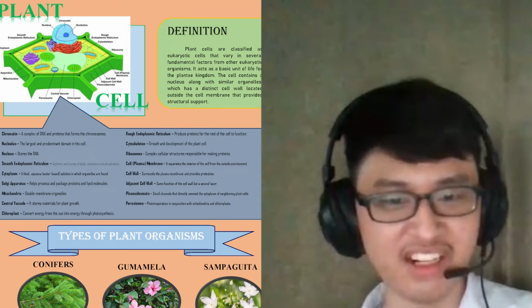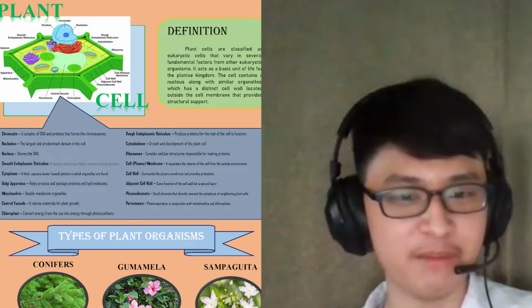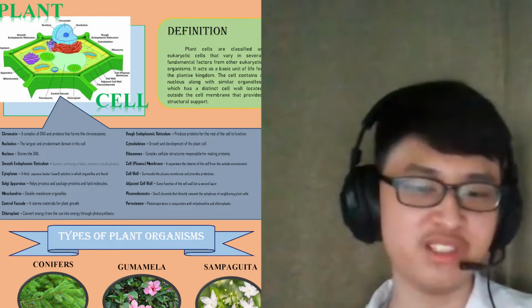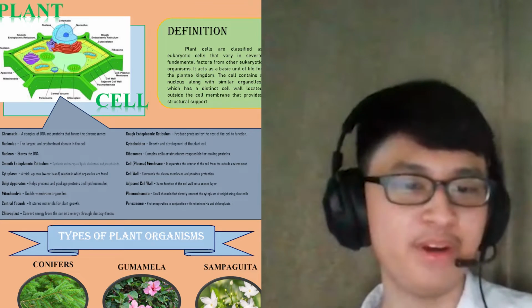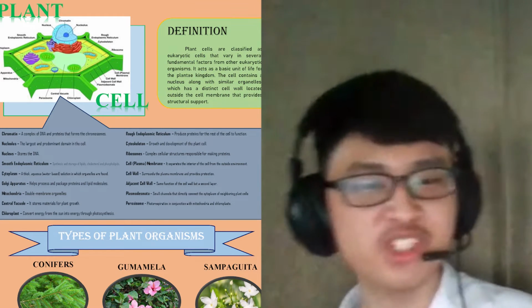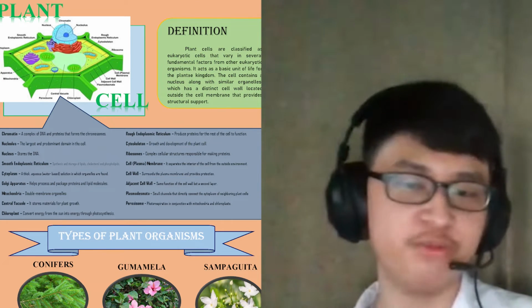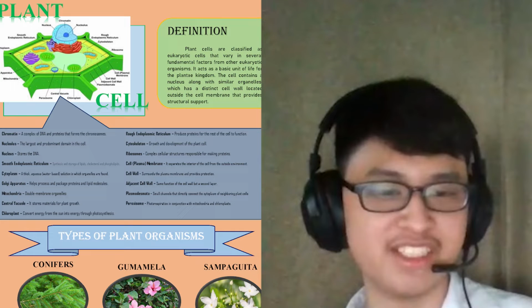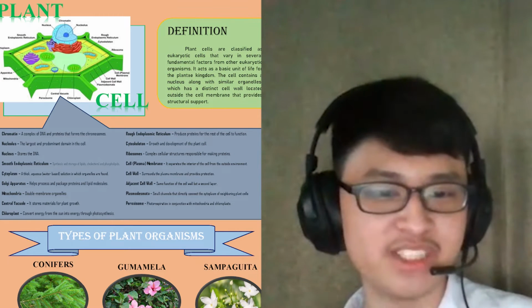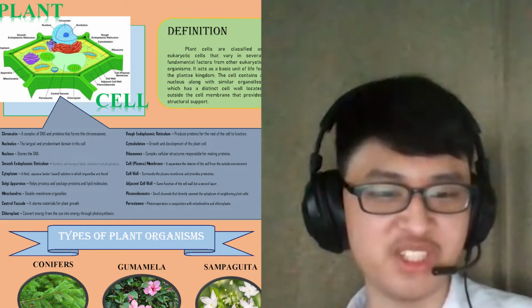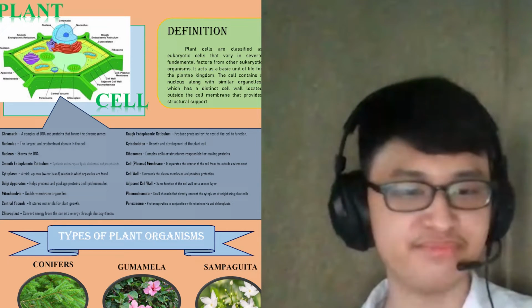Plasmodesmata. Small channels that directly connect the cytoplasm of neighboring plant cells. Central vacuole. Stores materials for plant growth. Peroxisome. Photorespiration in conjunction with mitochondria and chloroplasts. The chloroplasts convert energy from the sun into energy through photosynthesis.